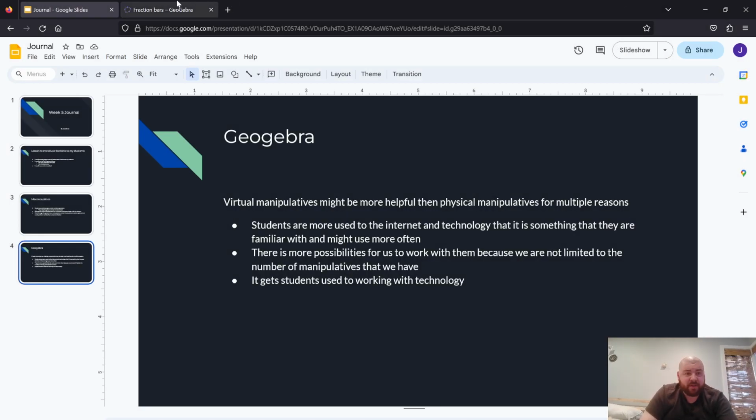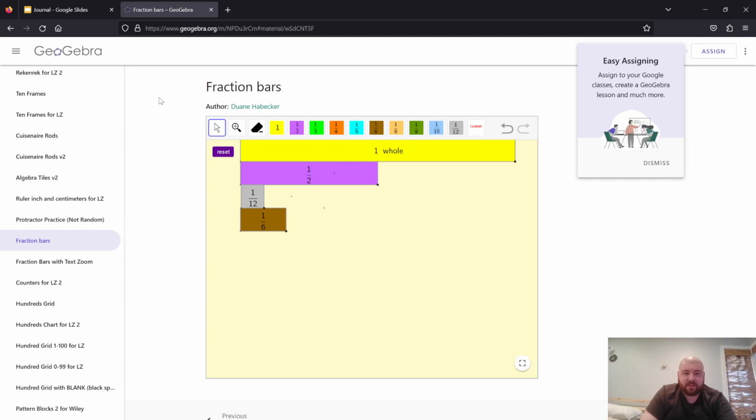But I went over to GeoGebra and I was playing around with this fraction bar here. And I was just saying, you can talk about one whole, and then compare all these different fractions to it. And then you can even talk about percentages. I'd be like, okay, 1/2, that's 50%, right? So you can see clearly it's half of 100%.